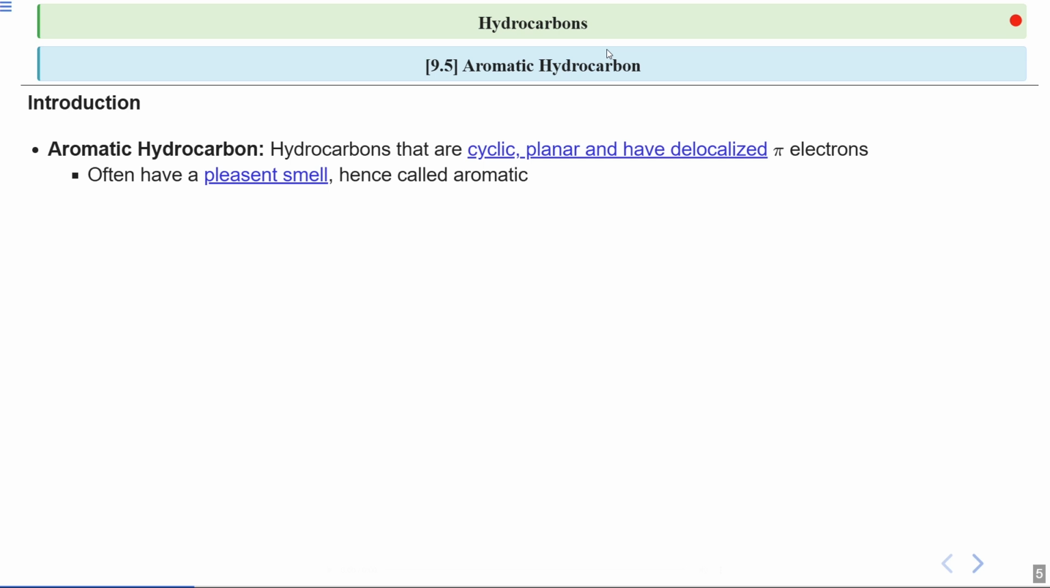So you must have heard this term aroma. So as a result of this pleasant smell, your aromatic hydrocarbon is named as aromatic, right? Now, this property was one of the first clues that helps chemists identify and group this compound together. Now, these compounds are also known as arenes. If you hear the term arene, it means the same thing as aromatic hydrocarbon.